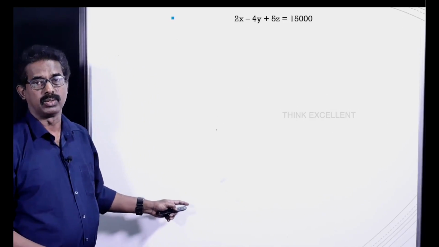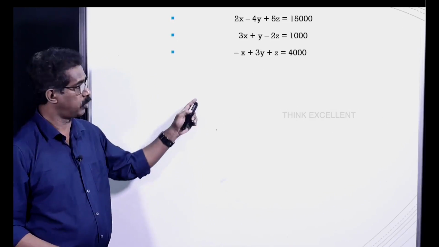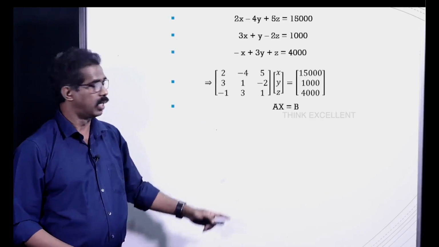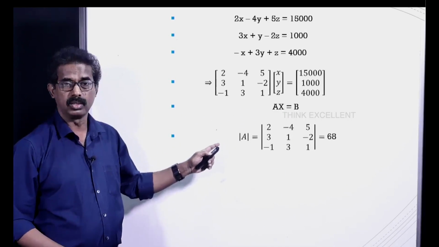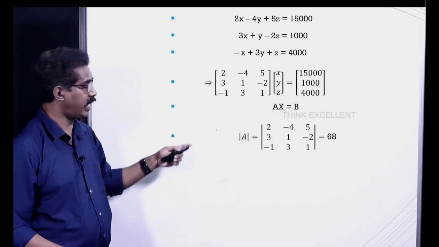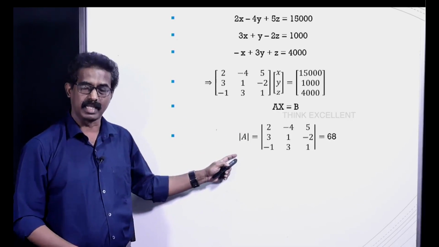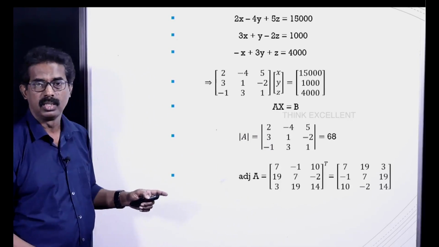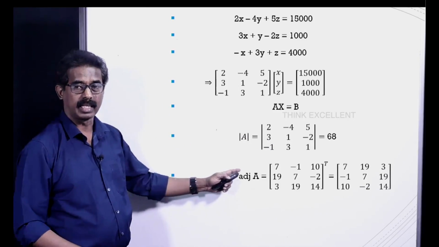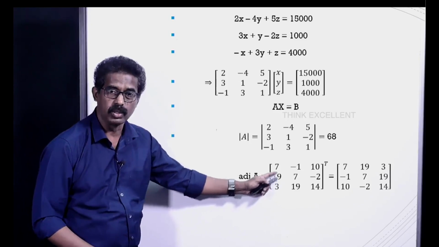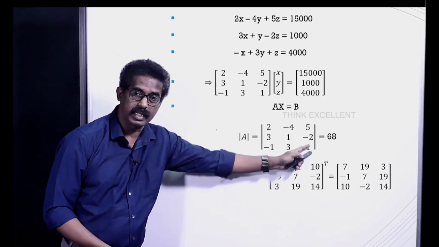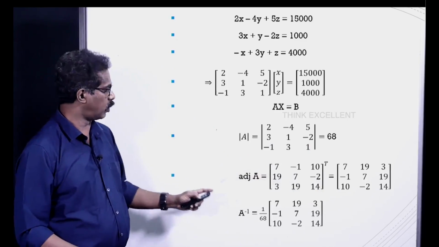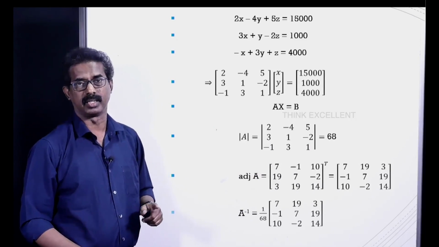Matrix inversion method. You know the 3 equations. You write AX equal to B, and X is equal to A inverse into B. To find A inverse, first you find determinant A. You are getting 68, which is not equal to 0. Adjoint A, directly I am writing the cofactors. When you do, you will get these as cofactors. Take the transpose, you will get adjoint A. Then A inverse equal to 1 by determinant A into adjoint A.